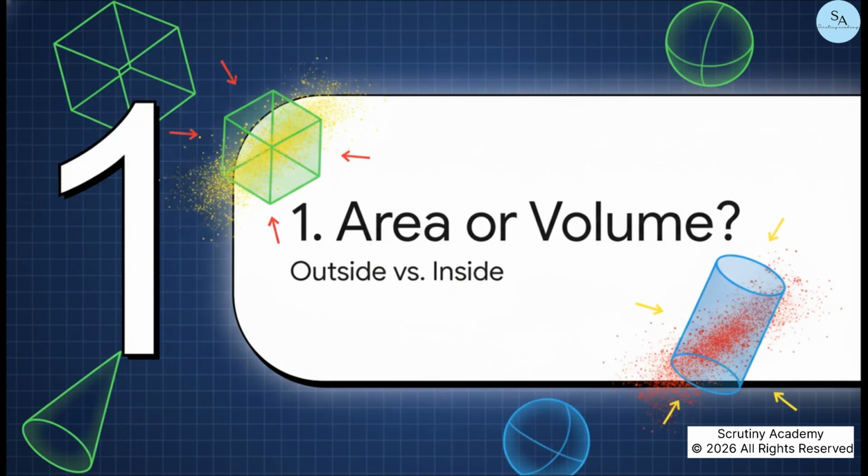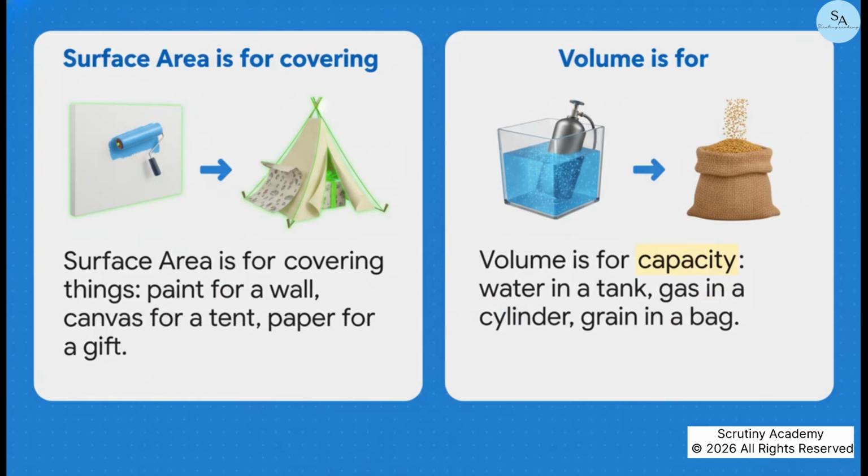So to get back to our big opening question, we first have to really get the difference between measuring the outside of an object versus measuring the space inside it. Here's the simple rule of thumb. You use surface area whenever you're covering something. Just think about the paint you need for a wall, or the amount of canvas to stitch a tent together, or even the wrapping paper for a gift. It's all about that outer layer.